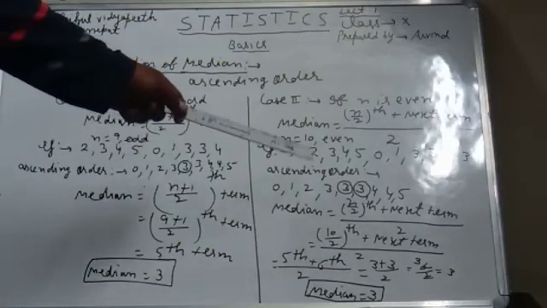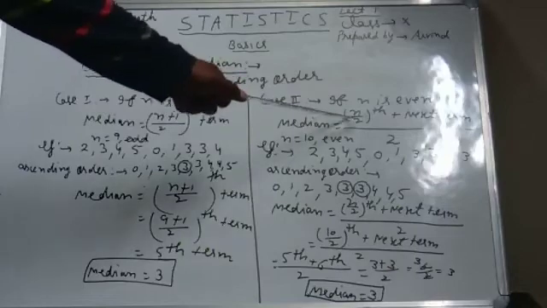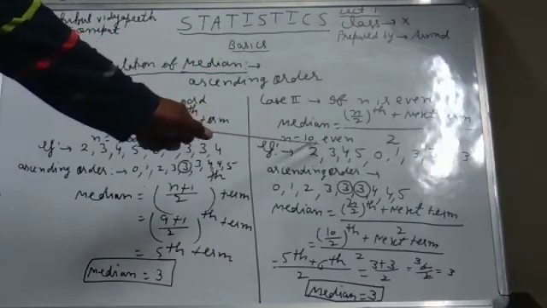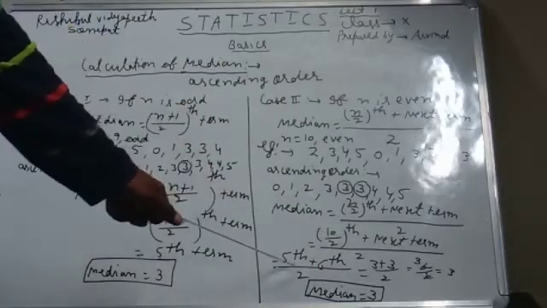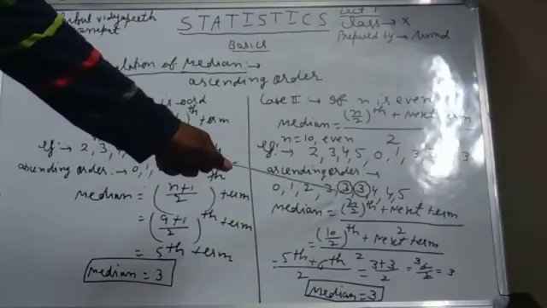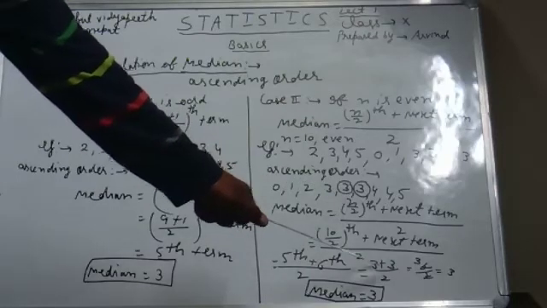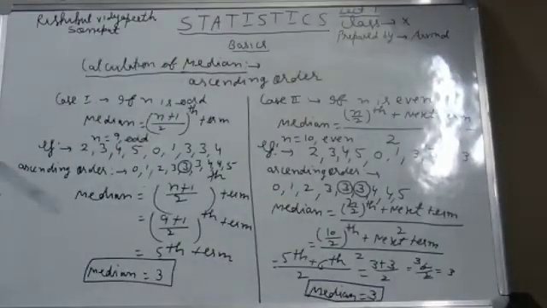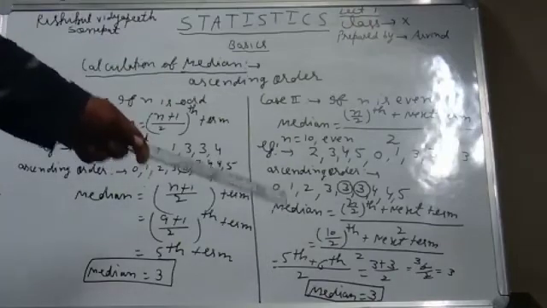Here we will take the case of even. So we will use this formula here. If n is 10, then 10 upon 2 will become 5th. Next term will be 6th. So we will check here 5th and 6th term. These are 3 and 3. So we will add these, 6 upon 2. This will be 3. So in this way, we can calculate median for odd values or for even values.